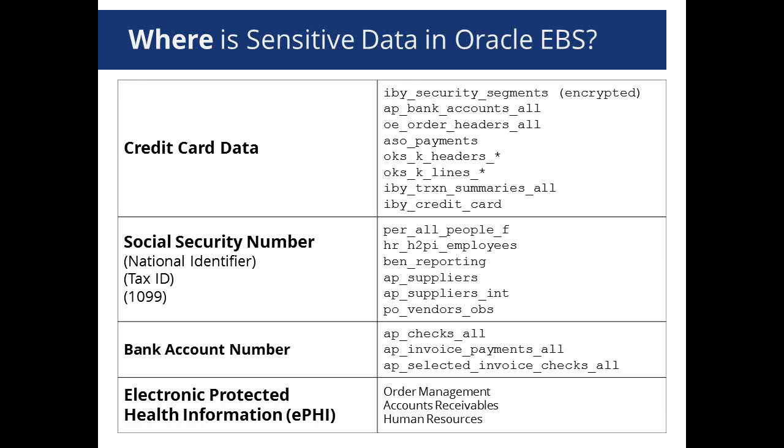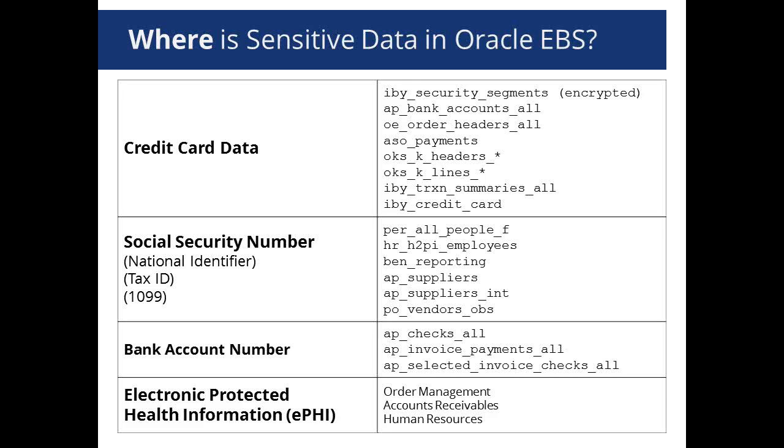We recently did a sensitive data search for one of our clients, and we got about 250 different hits on these different data elements. So there were 250 different tables where they were storing some form of bank account numbers, Social Security numbers, or credit card numbers. A lot of those were custom tables, a lot were backup tables, but the data gets scattered to the wind in the E-Business Suite environment.